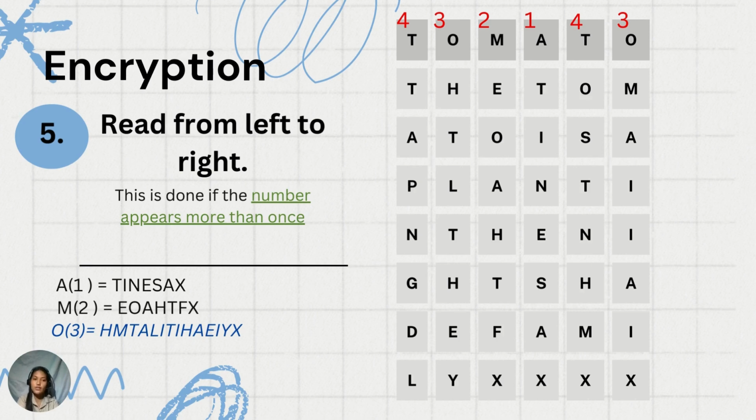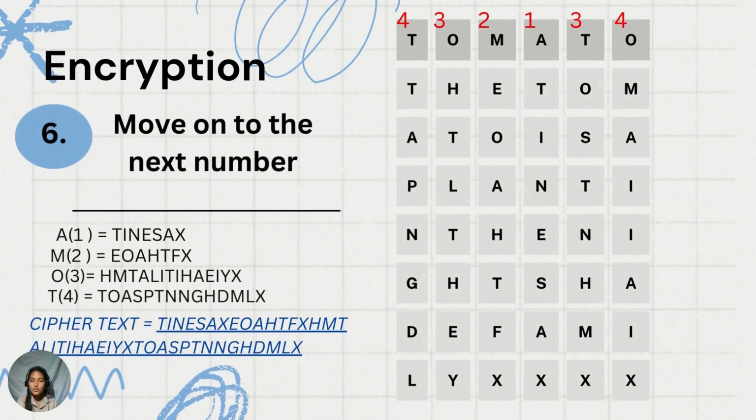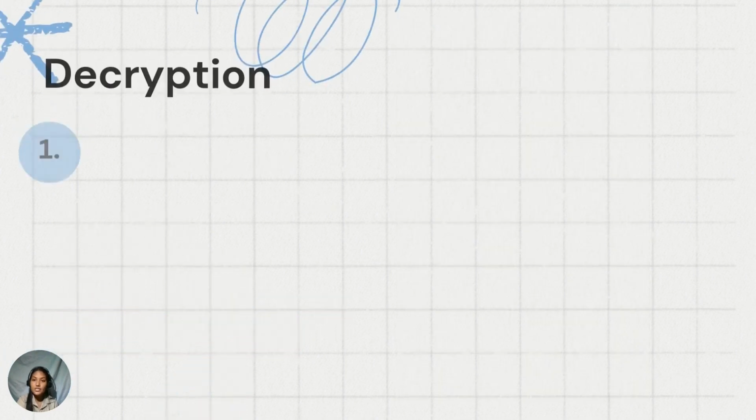HMDALIDI, and so on and so forth. And then after doing that, you have to finish every column and then combine them, producing the ciphertext as seen in the presentation. Now, let's move on to the decryption process.